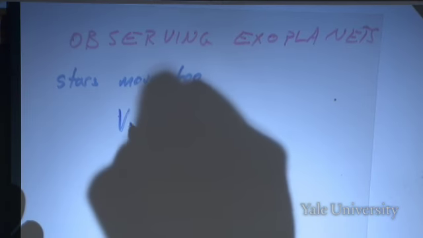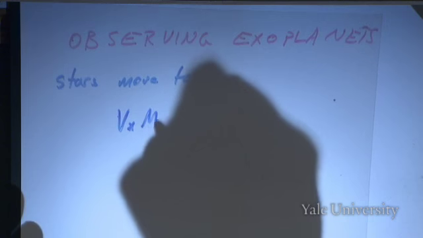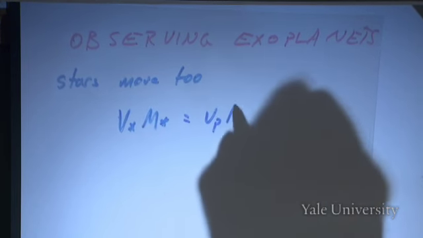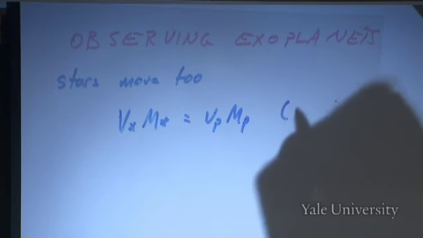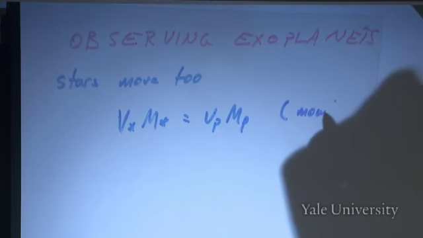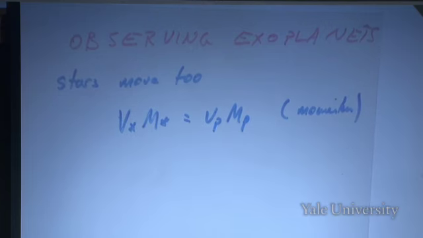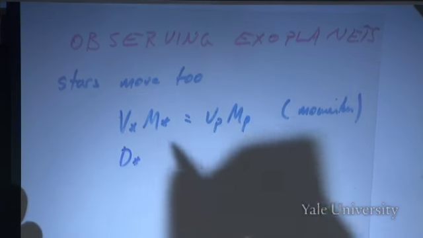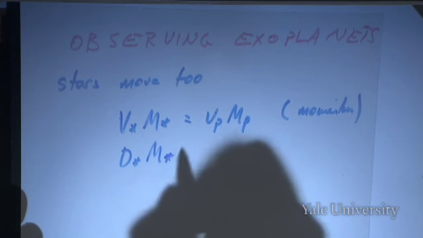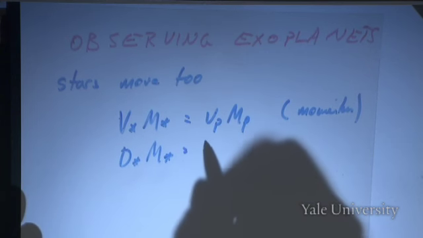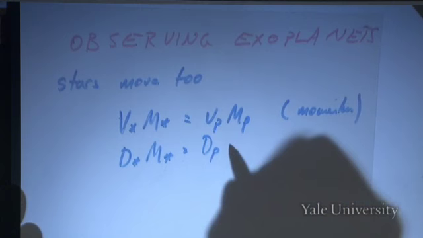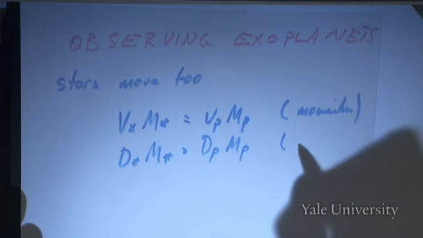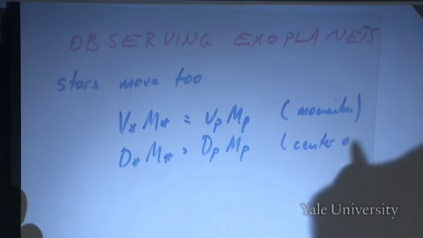And there was a little equation. The velocity of the star times the mass of the star is equal to the velocity of the planet times the mass of the planet. This is basically an equation of momentum. The distance of the star to the center of mass times its mass is equal to the distance of the planet to the center of mass times the mass of the planet. This is kind of a definition of the center of mass.